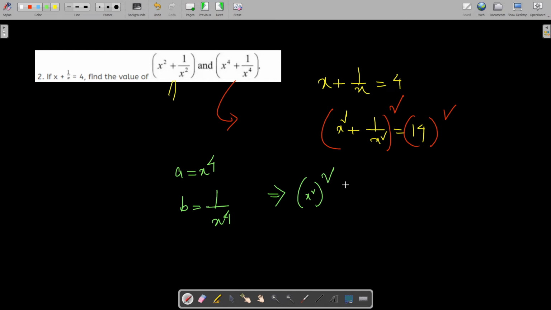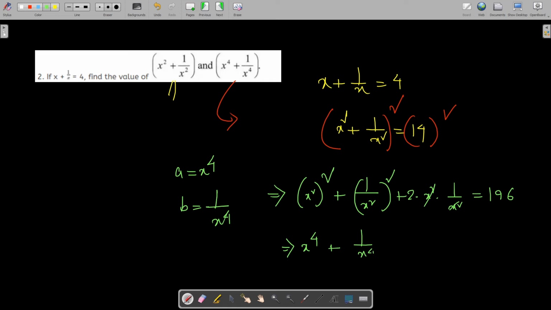We'll get a square plus b square plus 2 into a into b. And 14 square is what? 196. X square gets cancelled. So we got x to the power 4 plus 1 by x to the power 4 plus 2 equals 196. So what will be the answer?